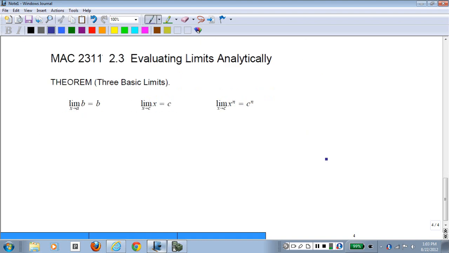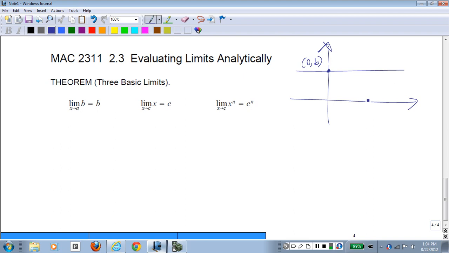Limit of a constant. If you want to think of this as being the limit of a function defined to be a constant, you've got the graph of a constant function. Basically, f of x equals b. Goes to the point 0, b, and its graph is a horizontal line.